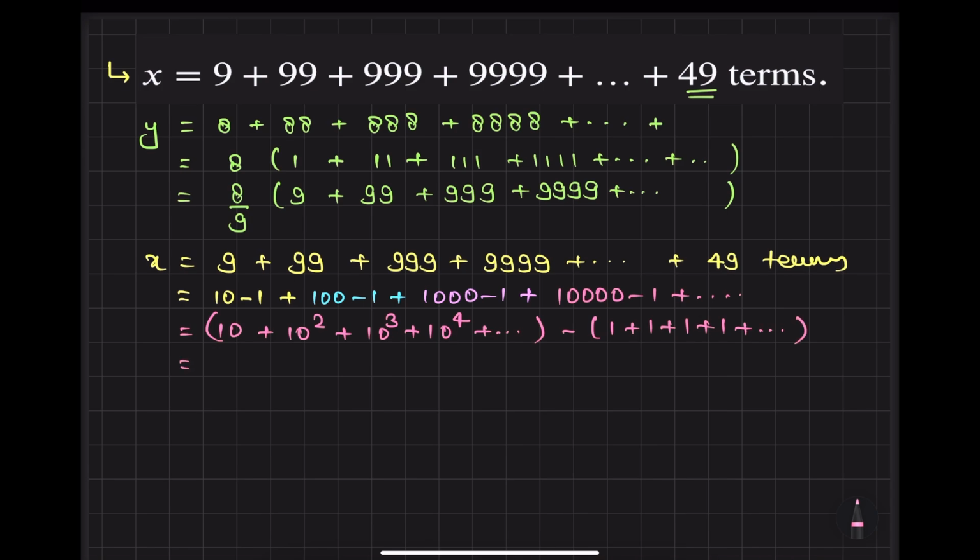Now if you observe the first part, it is a GP of 49 terms whose first term is 10 and common ratio is 10. So can I write a times r to the power n minus 1 by r minus 1? Is that okay? Minus 49, because there are 49 ones, because there are 49 terms. Okay, so this is done.